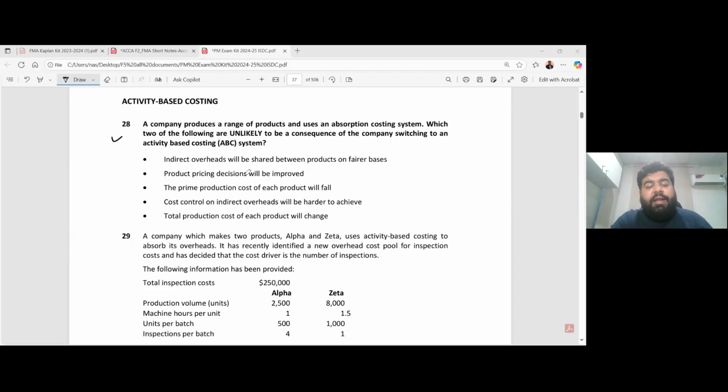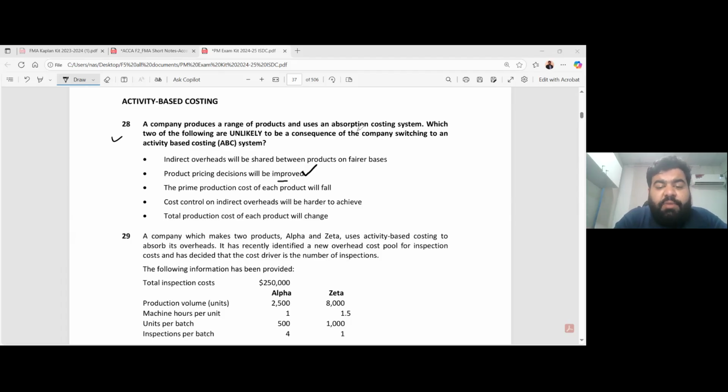Okay, indirect overhead will be shared between products on a fairer basis. This is the consequence. We have to tell which is not the consequence. How is it the consequence? Obviously, if the overheads are shared on the proper basis, this is one of the main reasons companies are shifting from absorption to ABC, because they want to divide the overheads on a fair basis.